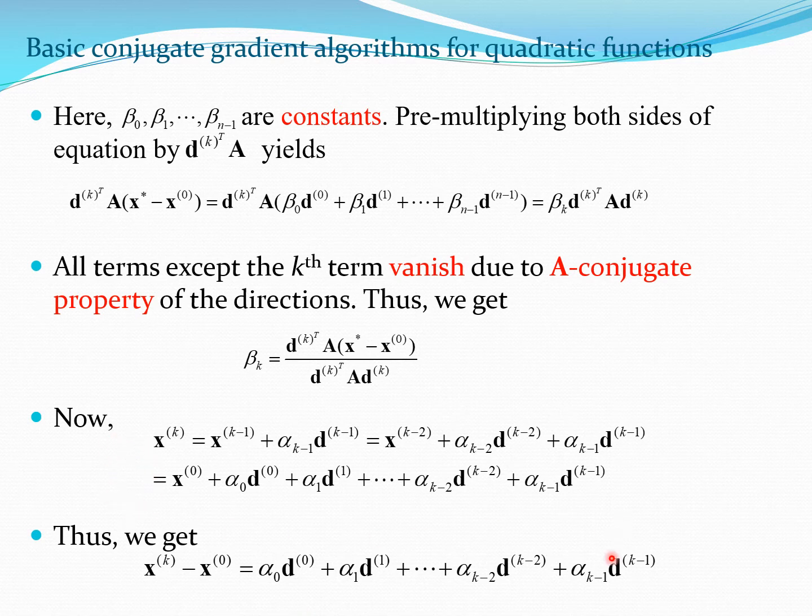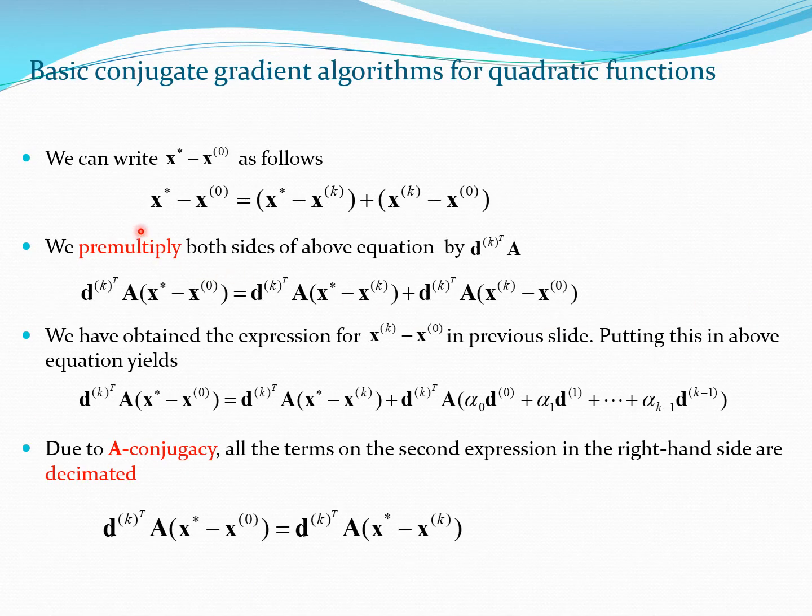Now I essentially have two sets of equations. One is xk minus x0 and the second is x star minus x0, and we are going to use these two equations next. So x star minus x0 can be written as x star minus xk plus xk minus x0, because xk would cancel out. So we pre-multiply both sides of this equation by dk transpose A and we get this equation here.